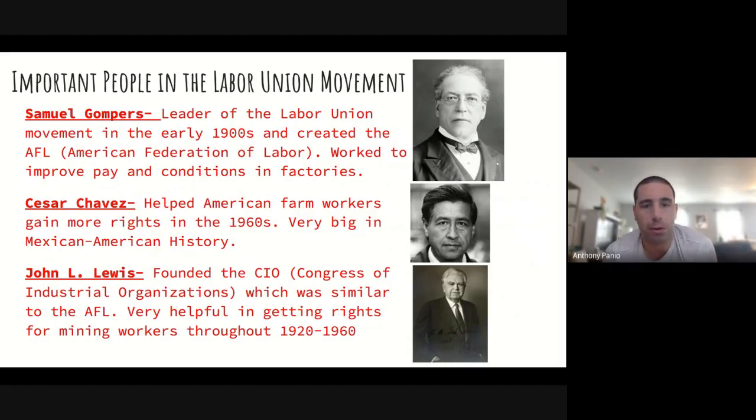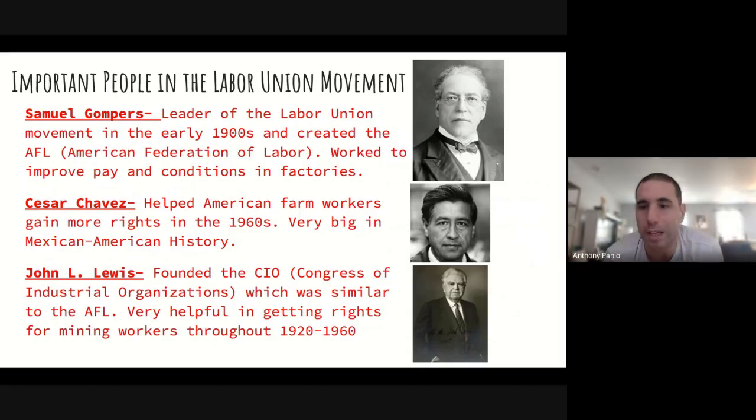Now, one of the least talked about people in American history, this class, is Cesar Chavez. He's not big on the Regents, but he is a big person in American history. I think we'll touch on him more when we get to Unit 6 or 7, but I definitely want to mention him now for the first time because he is also part of the labor union movement, but a lot bigger later on in history, in the 1950s, 60s, and 70s.